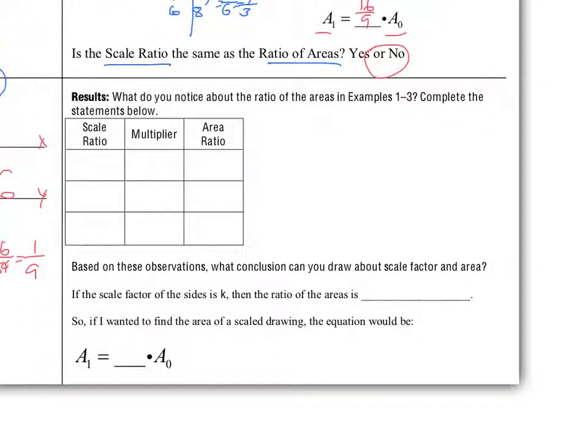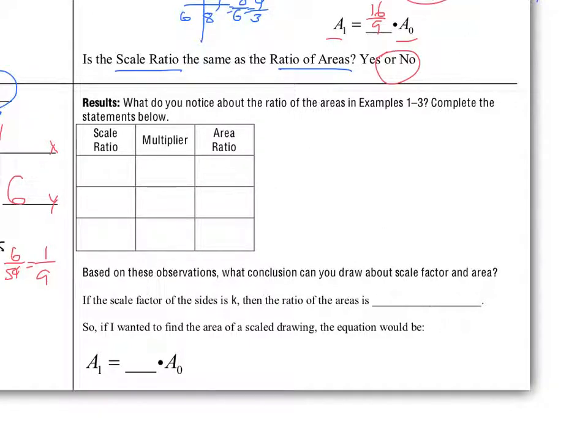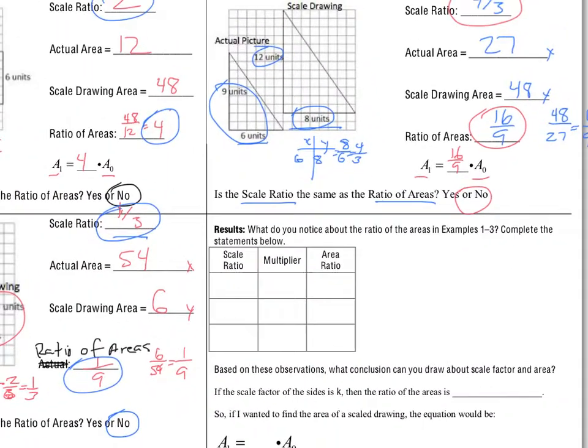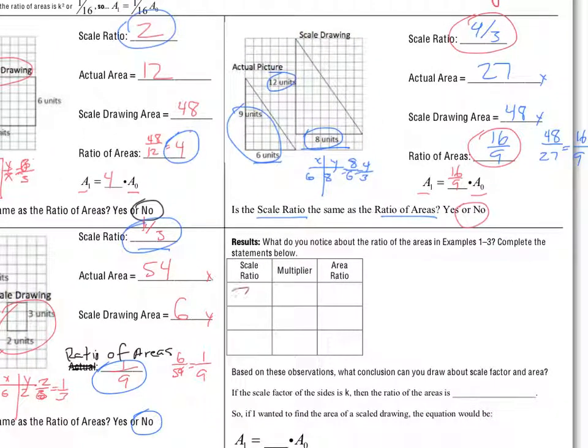So is there anything that we notice about the ratio of the areas in examples 1 through 3? So I've given you a little table to kind of help you think this through. So let's go ahead and fill in the table pieces that we know. So we have the scale ratio for the first one was 2. The area ratio was 4. For this one, it was 1/3, and the area ratio was 1/9. And the last one, it was 4/3, and we got 16/3.